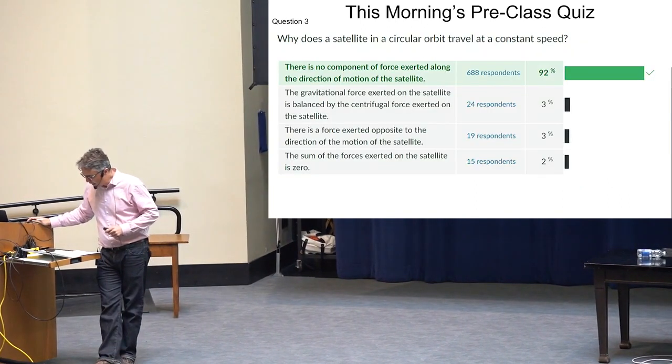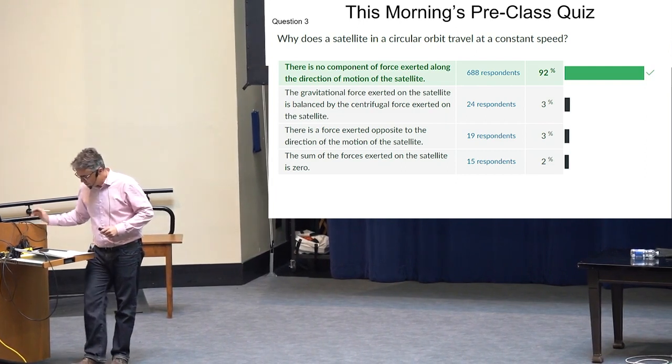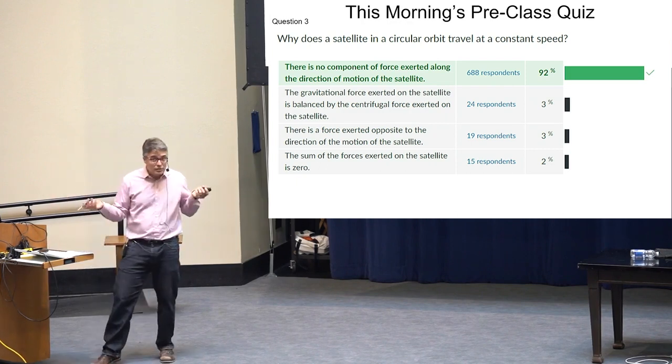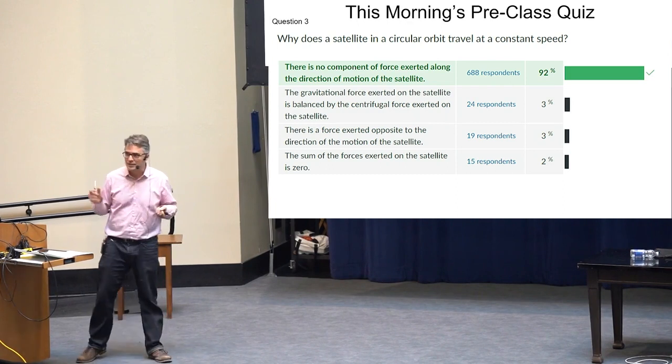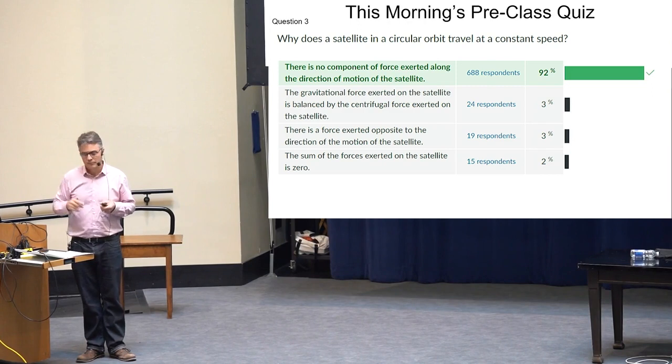And then this satellite. Why does a satellite in a circular orbit travel at a constant speed? Let's look at the wrong answers. The gravitational force exerted on the satellite is balanced by the centrifugal force exerted on the satellite. So we don't use centrifugal force in this course. It's not a real force. It's a fictional force that you would have if you were in an accelerating frame.